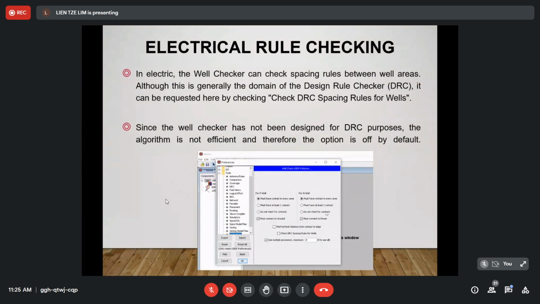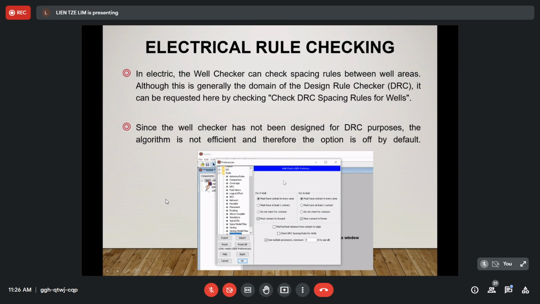In Electric, the well checker can check spacing rules between well areas. Although this is generally the domain of the design rules checker, it can be requested here by checking the DRC spacing rules for well. Since the well checker has not been designed for DRC purposes, the algorithm is not efficient and therefore the option is off by default.